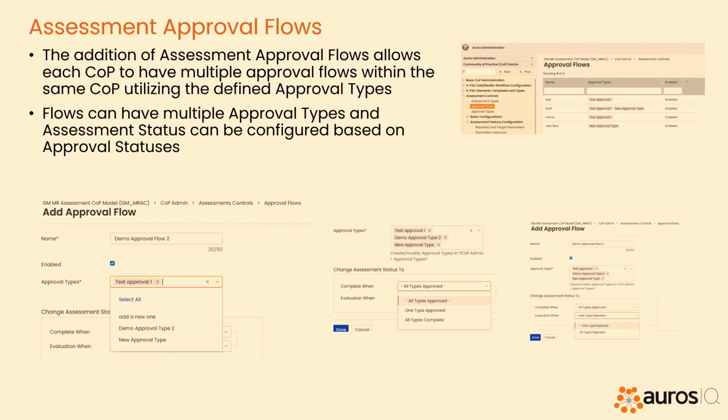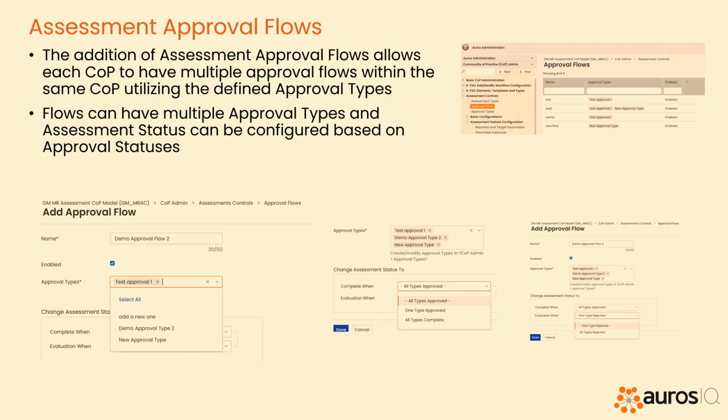So next we have our approval flows. So approval flows are going to allow you to take whatever approval types you have. You can use a single approval type. You can use multiple approval types. It really depends on what you need for your particular assessment types. So you'll click on your approval flows option in your menu, and it's very similar, at least initially, to your approval types. You'll create your new approval flow, and you can name it.